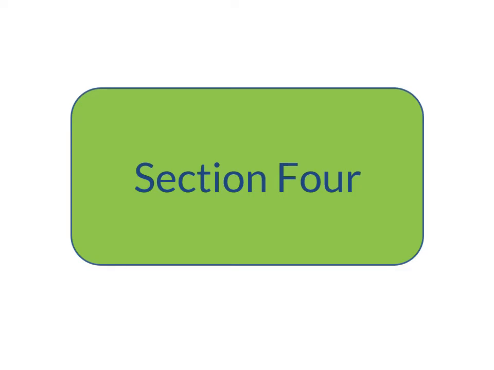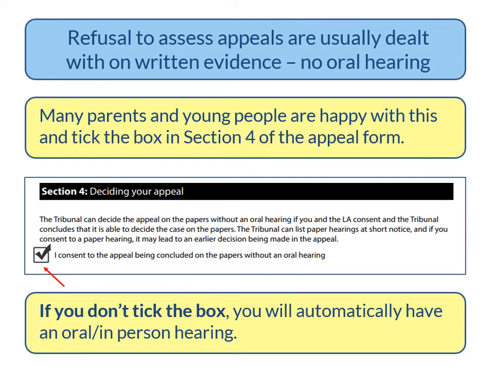Now we are moving on to Section 4 of the appeal form. Refusal to assess appeals are usually dealt with on the written evidence. This means that the parent or young person doesn't physically attend a face-to-face hearing, and the judge makes a decision based on the paperwork evidence sent in by the family and by the local authority. Many parents and young people are happy with this and tick this box. If you don't tick the box, you will automatically have an oral in-person hearing.